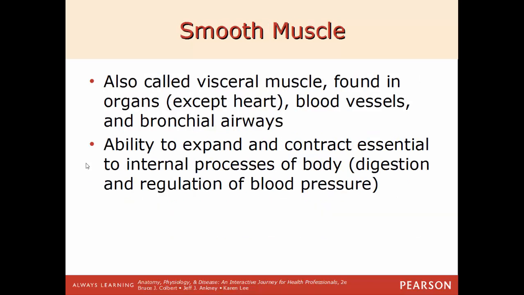All right, now I'll move on to smooth muscle, also called the visceral muscle. These are found in the soft internal organs other than the heart, obviously. You find these in the blood vessels and the airways of the respiratory system. These have the ability to expand and contract, basically to help regulate blood pressure and to help regulate digestion.